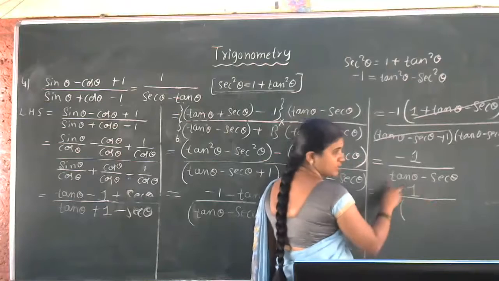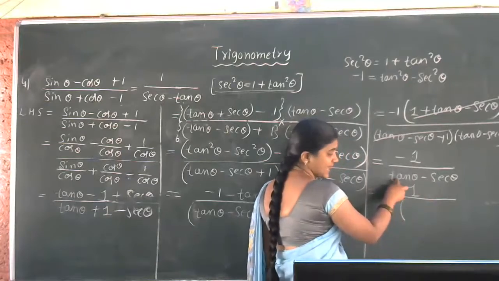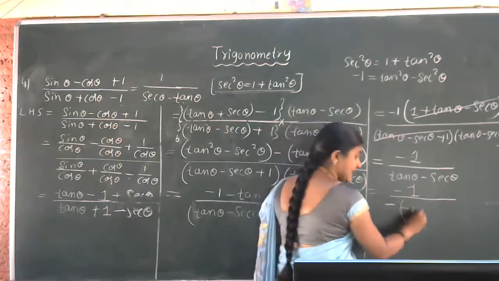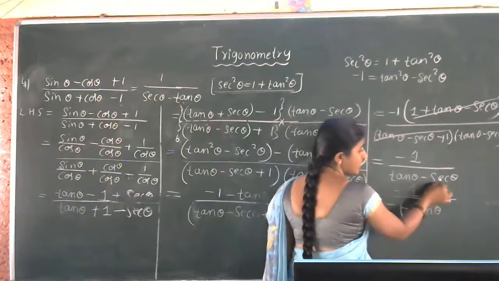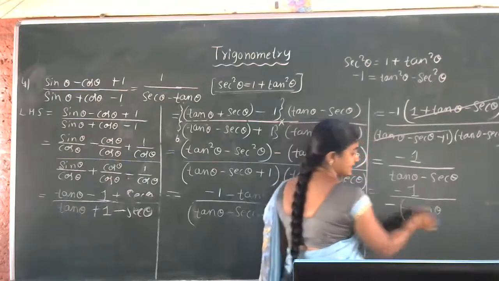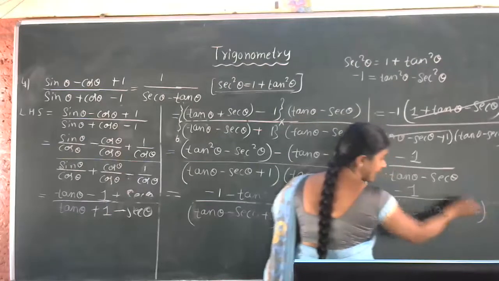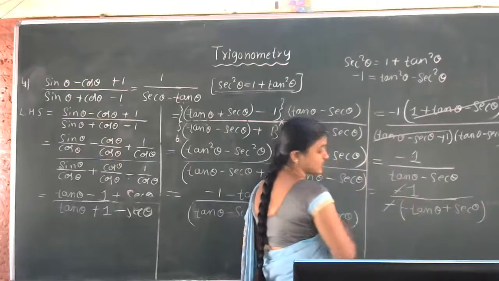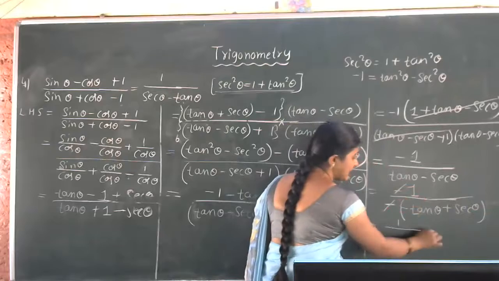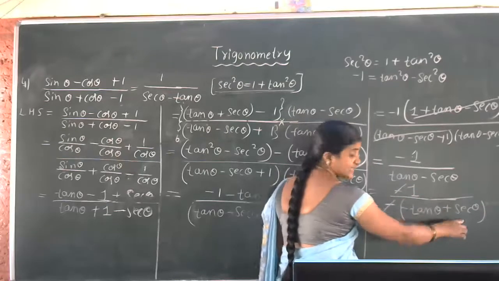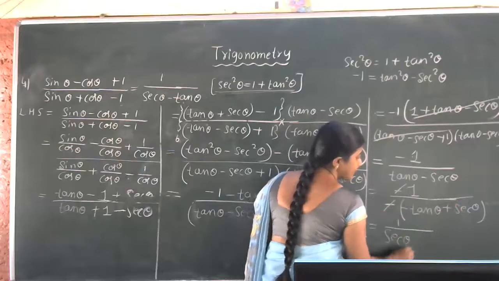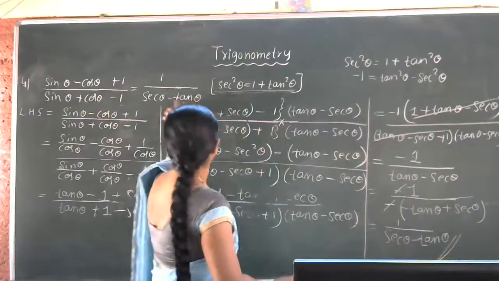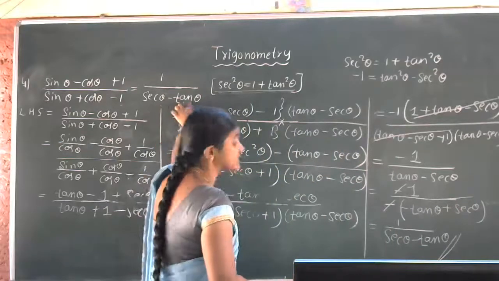The minus is already outside, so what do we write here? Plus tan theta, because there is already a minus outside. Yes, minus tan theta becomes plus tan theta, and minus secant theta becomes plus secant theta. Here we removed the minus as a common factor. Now minus minus gets cancelled. What is remaining? 1 divided by minus tan theta plus secant theta. We can rewrite this as secant theta minus tan theta. Hence RHS: 1 divided by secant theta minus tan theta.